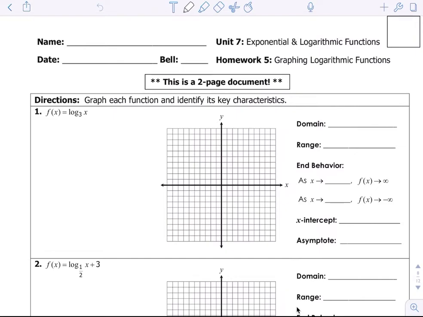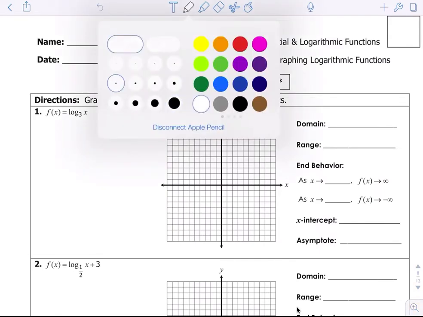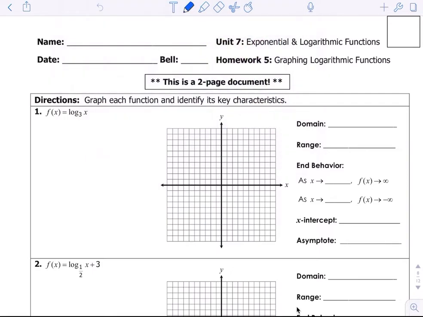So here's your guys' homework on graphing log functions. Alright, so we'll begin with number 1. Okay, so first you guys have to get your critical value from the parent function.